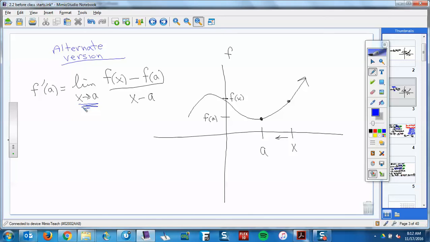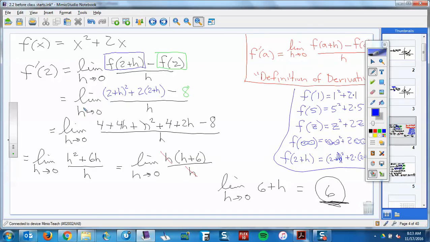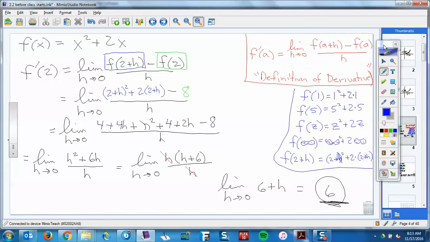Okay? So we may run into that from time to time, so I just want you to see it. But this is the one you're really going to use. This is the one we'll refer to all year long. Okay? The one we talked about yesterday. All right? Okay, so here's an example. This is very similar to the one that we did in class yesterday.